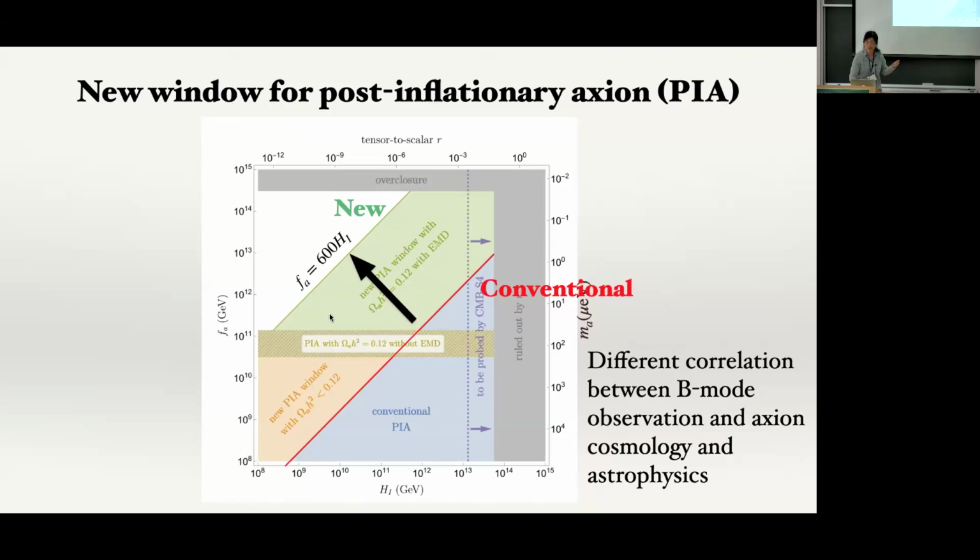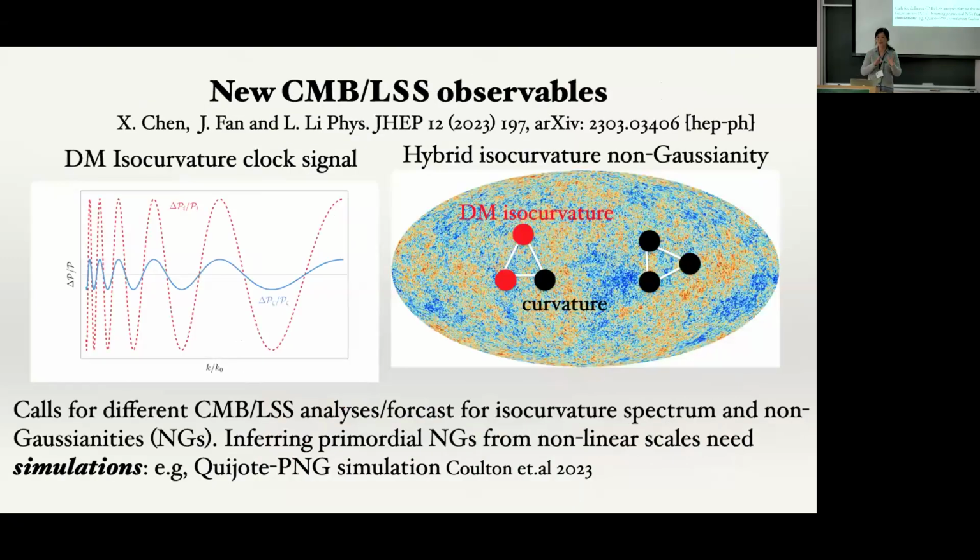So this parameter space that used to be pre-inflation axion now turns into post-inflation axion with all this interesting dynamics. And also we'll have different correlation between the B mode observation and axion cosmology and astrophysics. And even when this interaction doesn't change the classification of the axion, it could still lead to interesting new signals, cosmic and large-scale structure signals that for pre-inflation axion, even if it's just a subdominant component of dark matter.